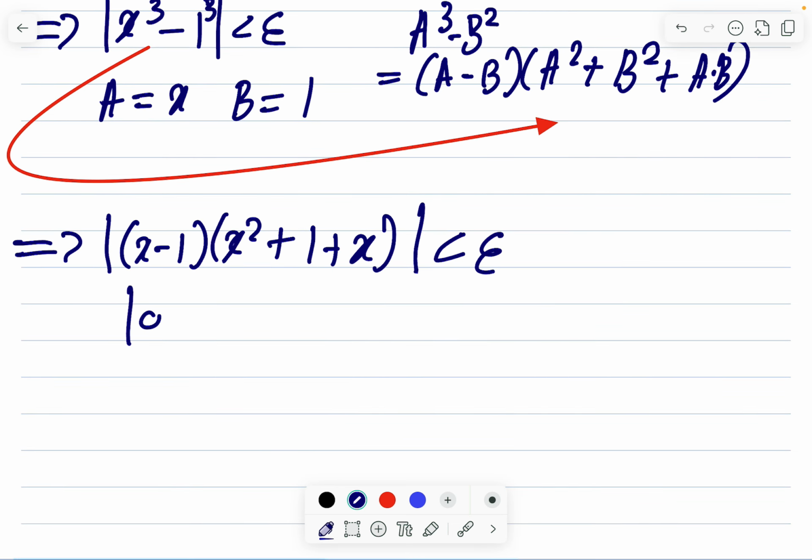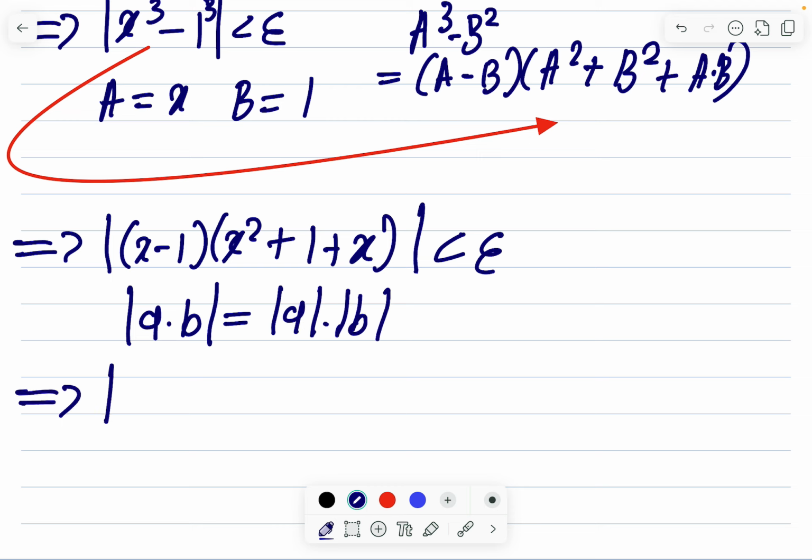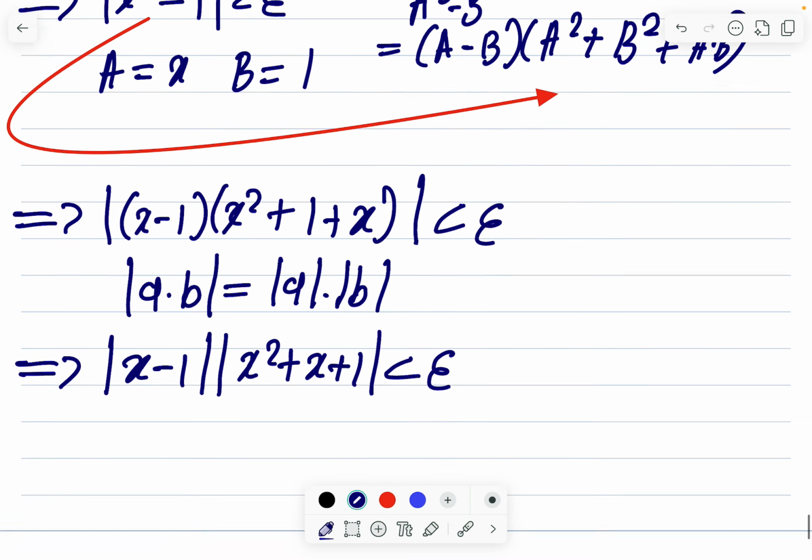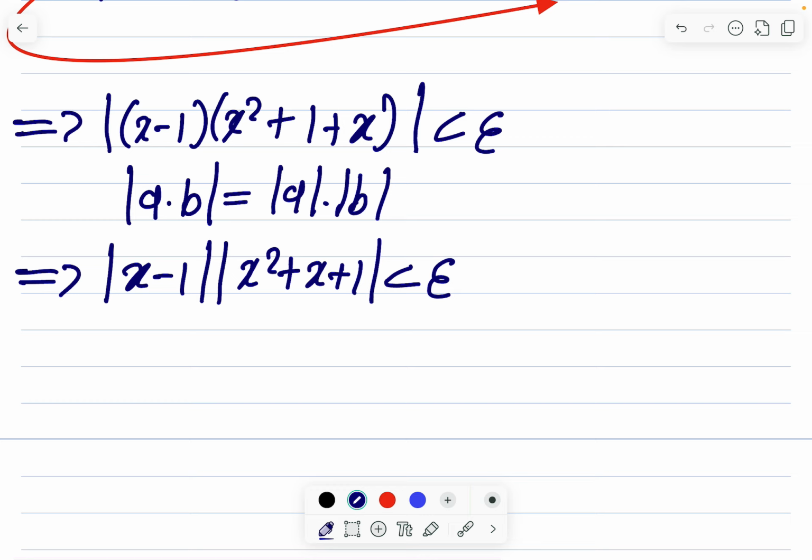Remember, the absolute value of A multiplied by B equals the absolute value of A multiplied by the absolute value of B. Understand? This thing implies that you are going to treat this as A, treat this as B, and this dot is the multiplication. We're going to have the absolute value of x minus 1 times the absolute value of x squared plus x plus 1 is less than delta.